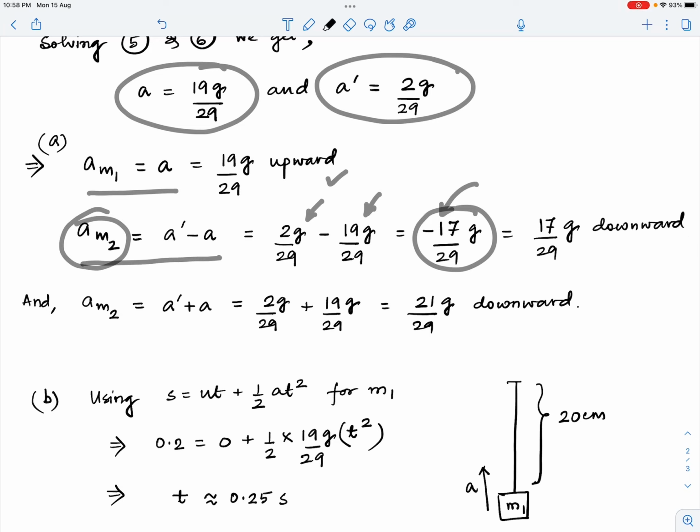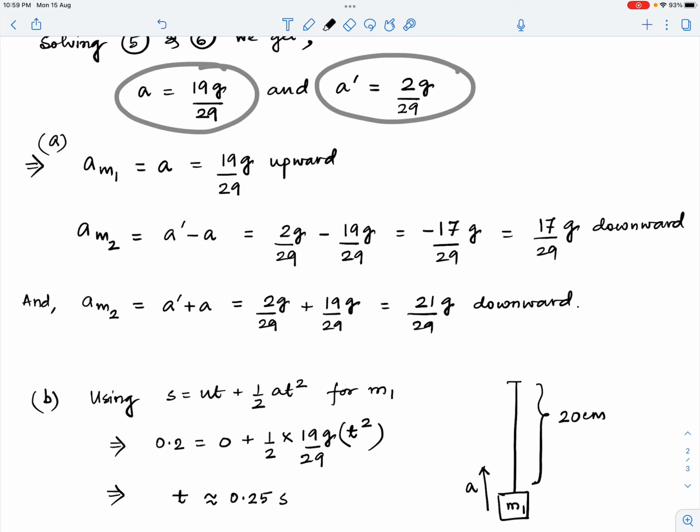Next is the acceleration of M3, this has to be M3, I am sorry. So, acceleration of M3 will be A dash plus A, and when we substitute the values for A dash and A, we get the value of acceleration of the mass M3 as well. So, once we obtain all these three accelerations, our answer to part 1 is finished.